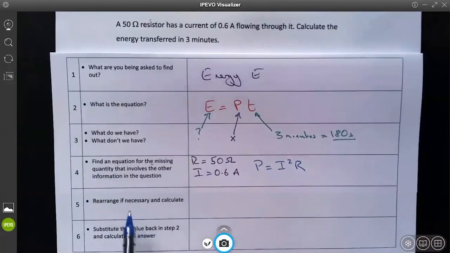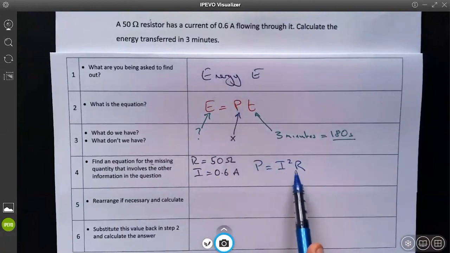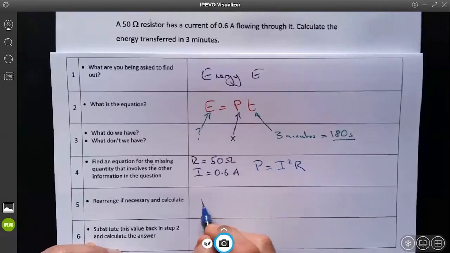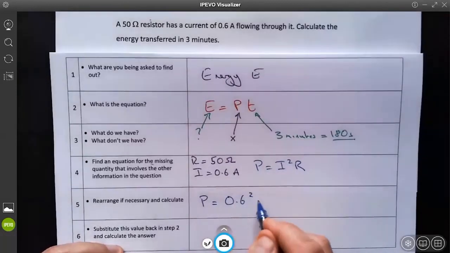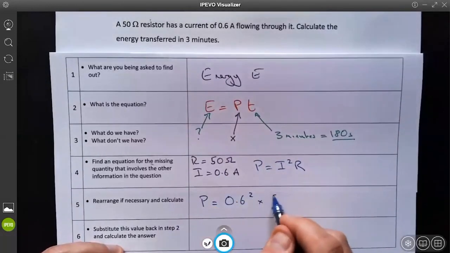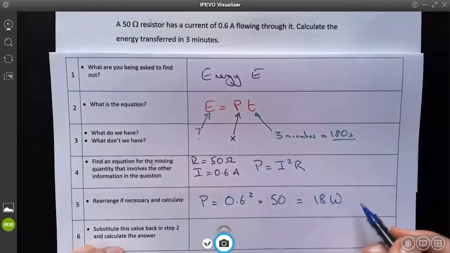Now, to move to stage 5, we need to look at whether that needs to be rearranged. We can see we don't need to, because it's actually power that we're being required to calculate. So now all that we do is substitute in and calculate. P equals I squared, 0.6 squared, multiplied by the resistance of 50 ohms. And that gives us a power of 18 watts.